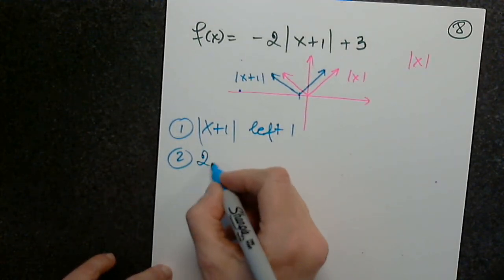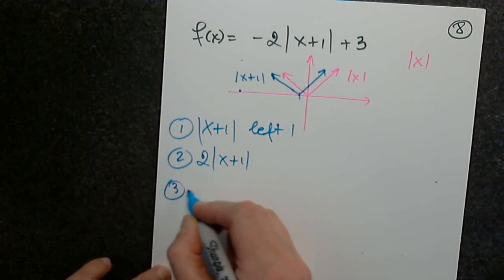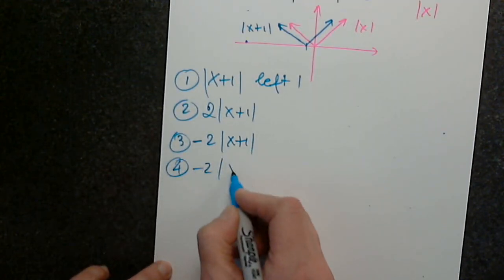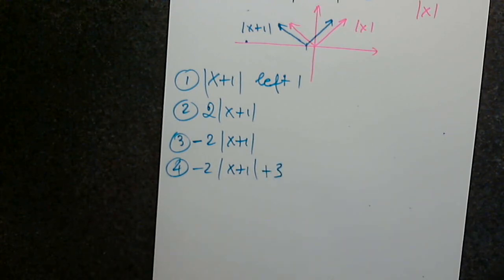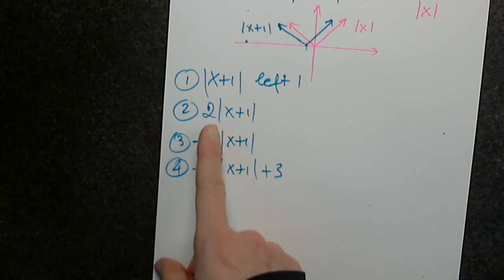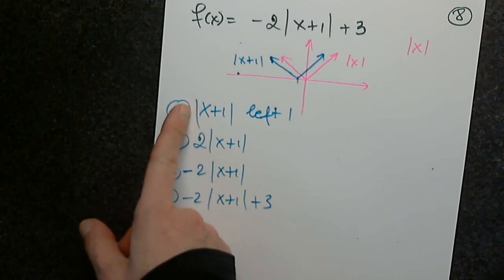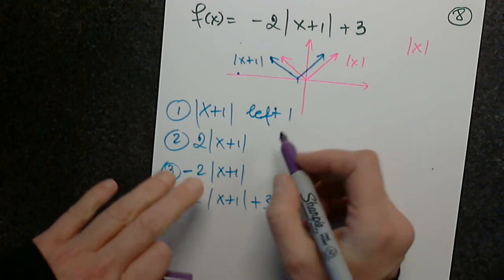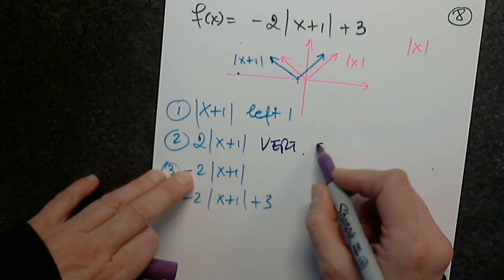So first we're going to say the absolute value of x plus 1, and then -2 times the absolute value of x plus 1, and finally -2 times the absolute value of x plus 1, plus 3. We don't multiply by -1 and then by 2, or by 2 and then by -1. We multiply by -2. But there are 2 different transformations, and we have to present it like that. So the first one is left 1. What will the second one do to the first one? Stretch it by a factor of 2. Very good. Vertical stretching.